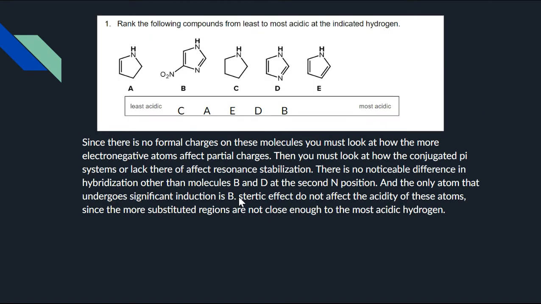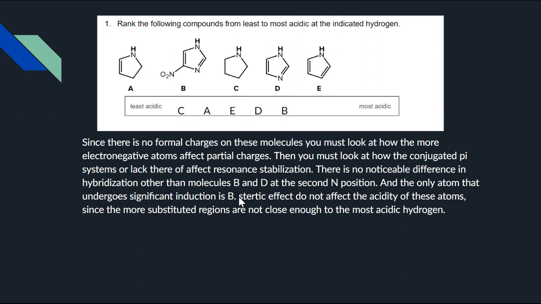So if we look at all of these ring structures, you can see that I've already ranked them, but it's easiest to go through them if we go through the stability factors, just looking at them. Since there is no formal charge on any of them, you're going to have to look at these as partial charges and how the nitrogen affects the partial charge of these ring systems, because they are the most electronegative atoms in this, other than the oxygen on B, but generally they're the most electronegative atoms in these rings.